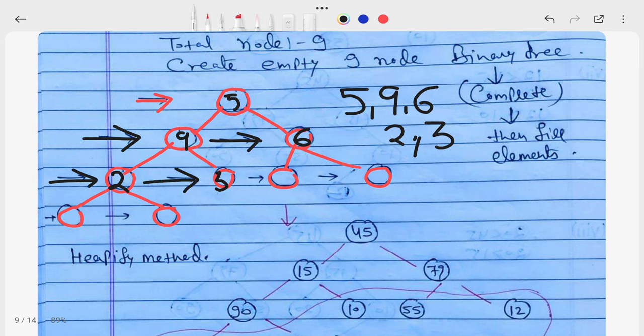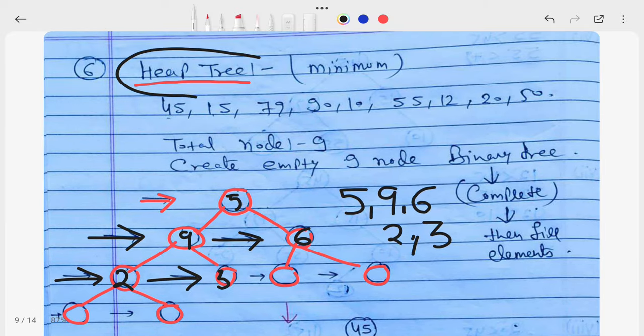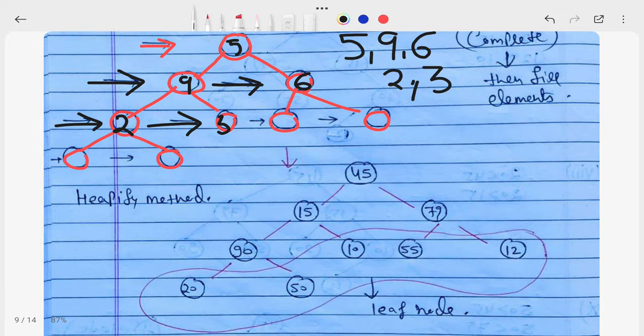This is the complete binary tree. Every heap is a complete binary tree, as already explained. Now what is the meaning of minimum? Minimum means, if this is a root and this is a child, in a tree, if the father, meaning the root, is smaller than the child, it may be any value.